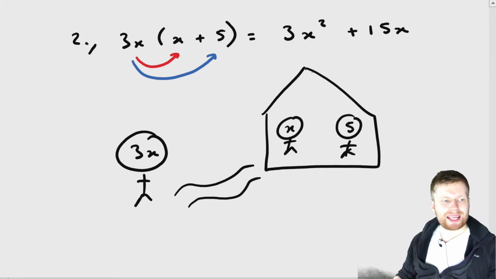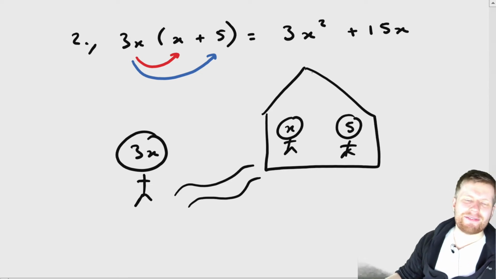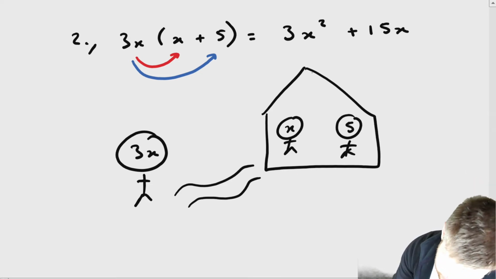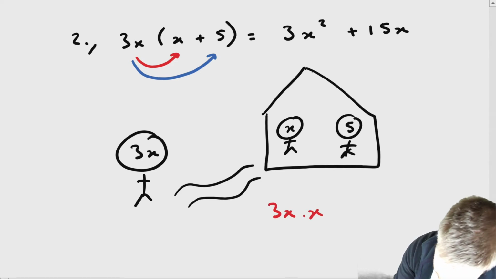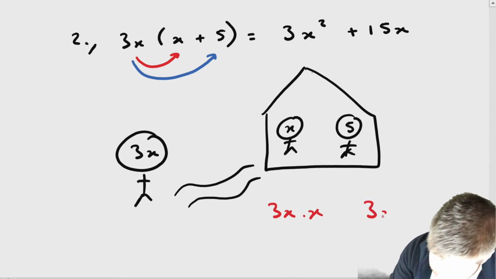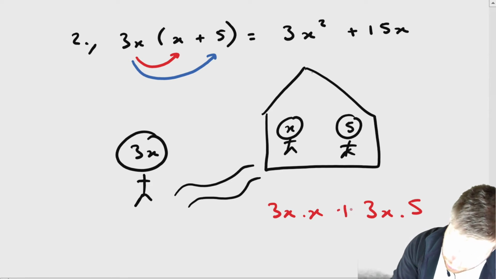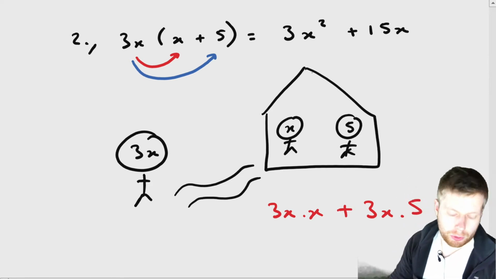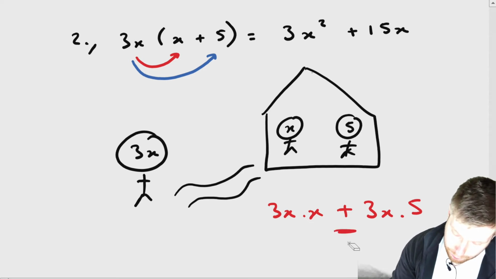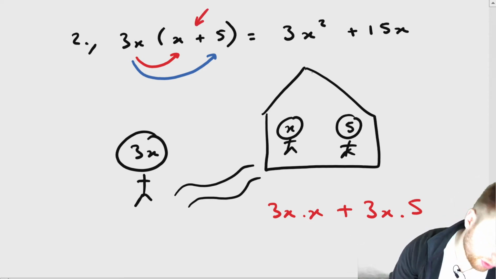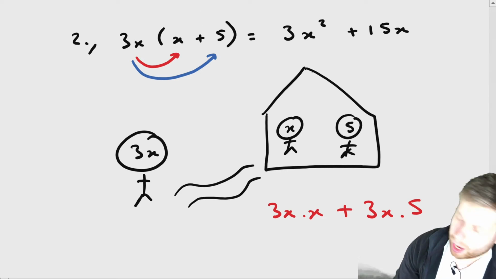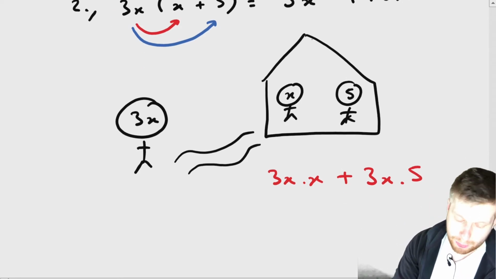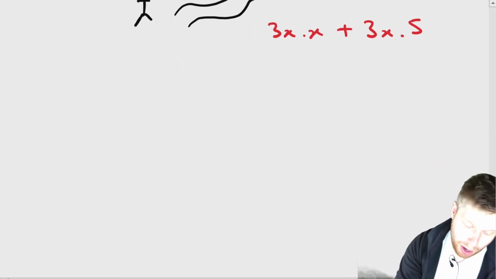Now, if you go to visit somebody's house, it's really rude if you don't visit everybody. So the 3x has got to visit both the x, and the 3x has got to visit the 5. And of course you've got to plus those together because they're both positive. Remember the sign which goes in between these two usually is the same as the sign inside the bracket, but of course you just have to be aware if there are any signs out the front. That might be quite a nice analogy to use. All right, let's move on then.